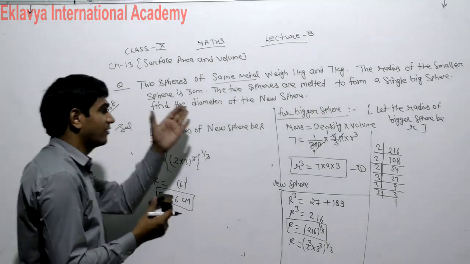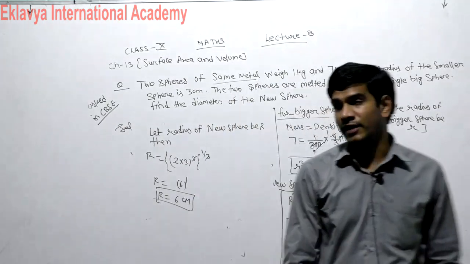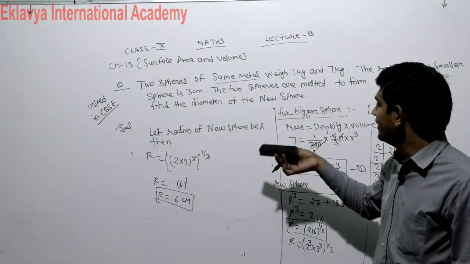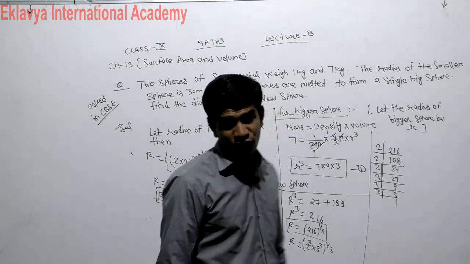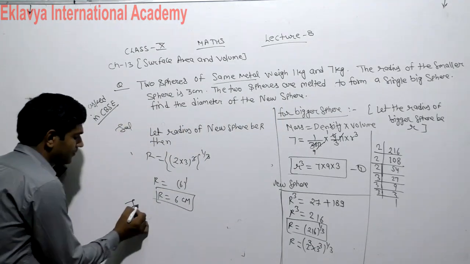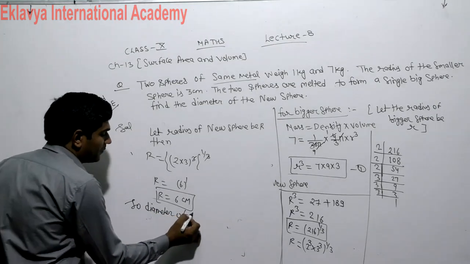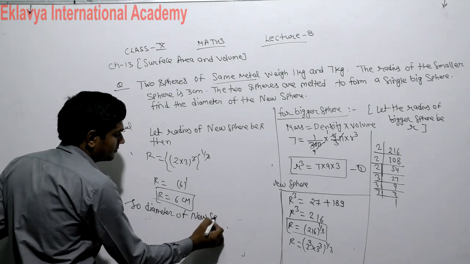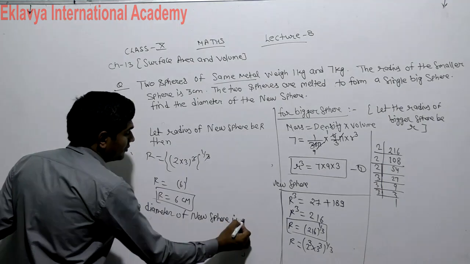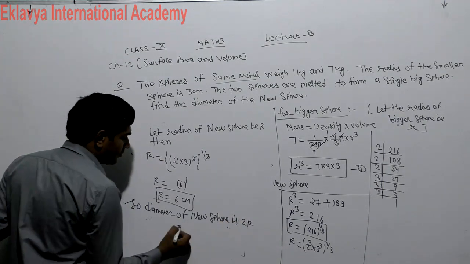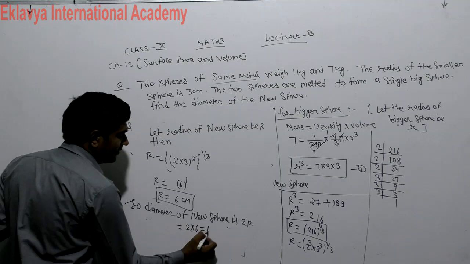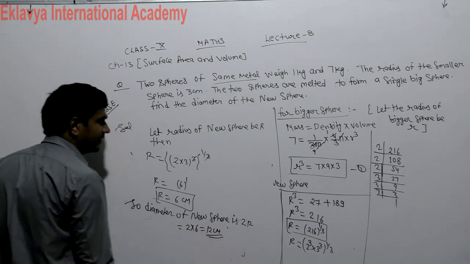But in that question, what do we have to find? Here we will find the diameter of the new sphere. So the diameter of the new sphere is 2r, which is equal to 2 multiplied by 6, which is equal to 12 centimeter.